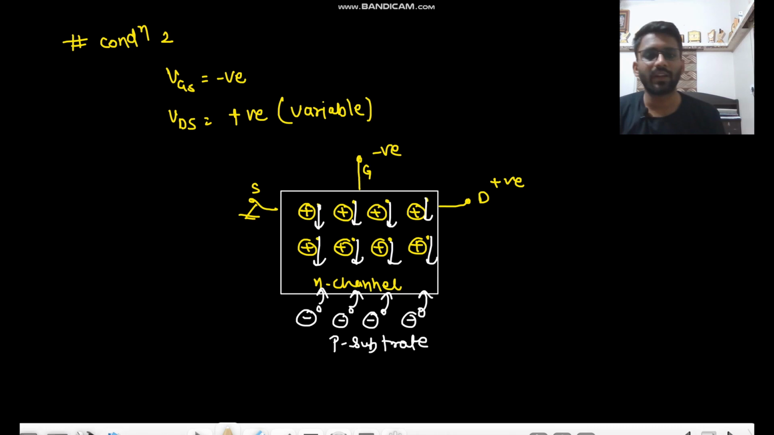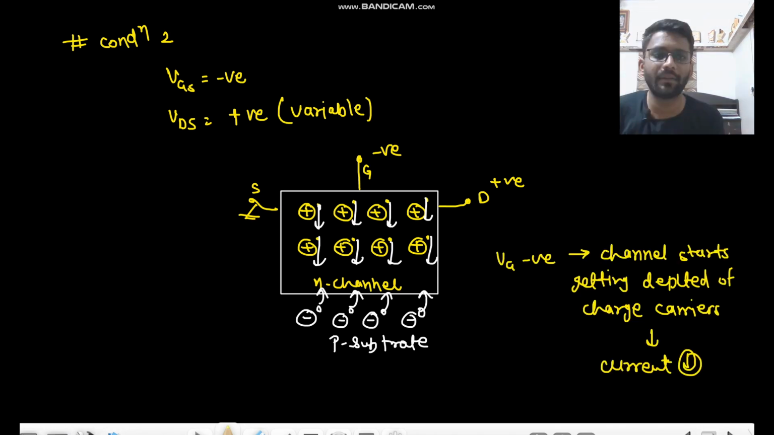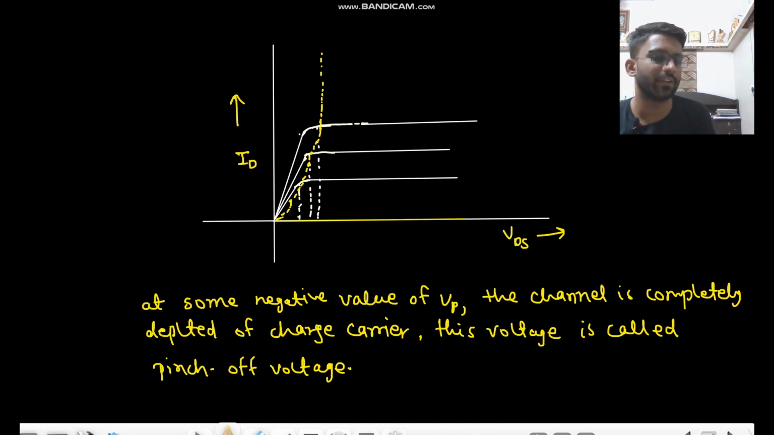Okay, so now I need to write it completely. Here you can see that when Vg is negative, the channel starts getting depleted of charge carriers and the current decreases, and at some negative value of VGS, the channel is completely depleted of charge carriers. This voltage is called pinch off voltage.